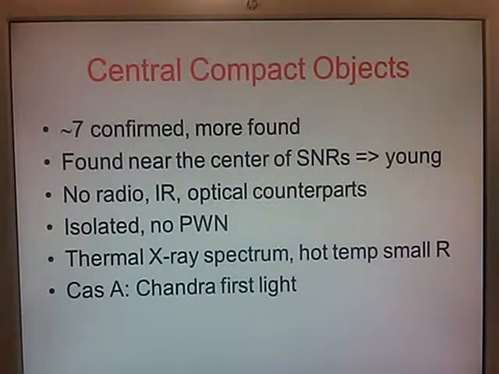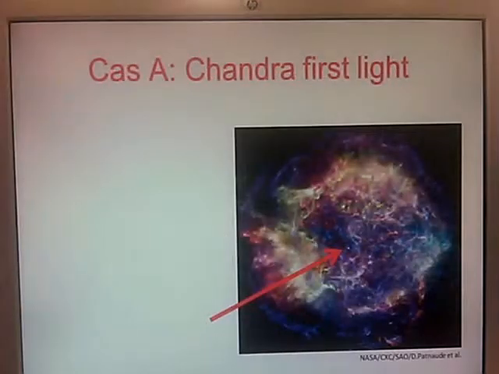And an example is Cas A, which was imaged by Chandra for its first light experiment. And there is the object sitting at the center of the supernova remnant, so that's kind of nice. You figure that's the neutron star, but it's not doing anything in terms of pulsing or having its own nebula inside that supernova remnant.